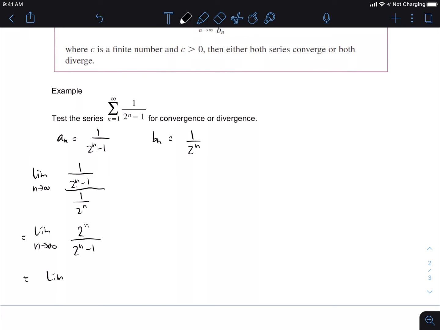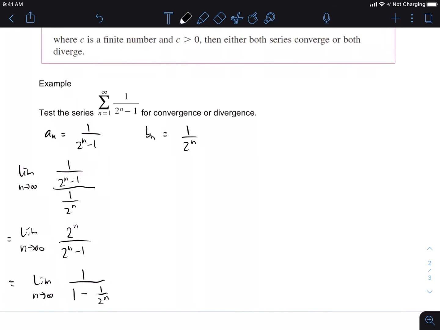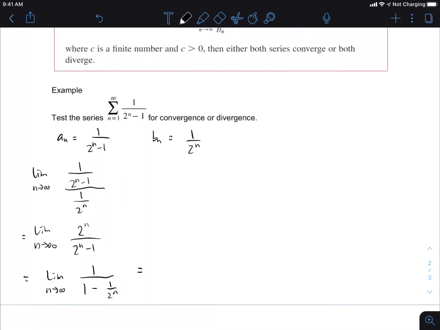And so this here, dividing top and bottom by 2 to the n, I'm going to get 1 over 1 minus 1 over 2 to the n. But when I apply the limit here, oops, make sure you guys can see that, I'm going to get 1 over 1 minus 0, which is going to give me 1. And that's my c. My c is 1. That's greater than 0, right? And since that's greater than 0, we're going to be able to determine that this thing is either going to be convergent or divergent, right?